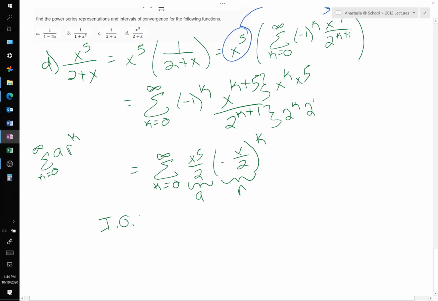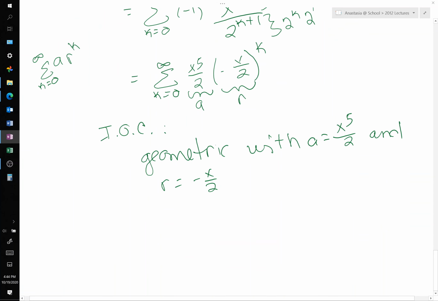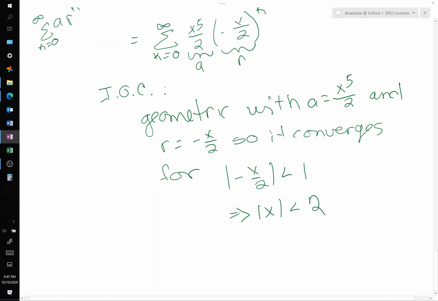So for the interval of convergence, we can say this is geometric, with a equaling x to the fifth over 2 and r equaling negative x over 2. So it converges for absolute value of negative x over 2 less than 1. And this is exactly the same result that we had for part C. So we know that this eventually ends up giving us the absolute value of x is less than 2.